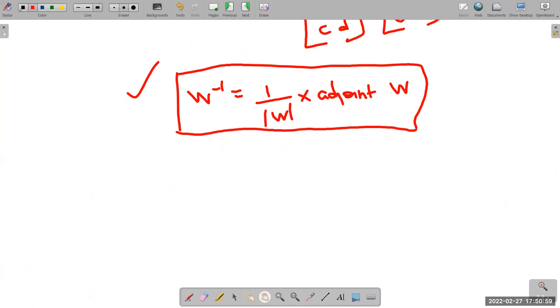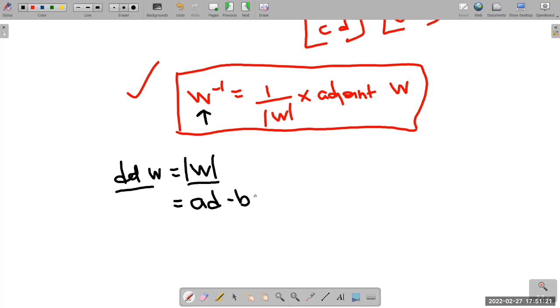So let's take it step by step. To calculate the inverse, you need two things. What are those two things? You need the determinant and you need the adjoint. So let's find the determinant first. And you realize the determinant can be represented in any way. You could say this or you could say that. Same thing. It has a formula. What's the formula? AD minus BC.